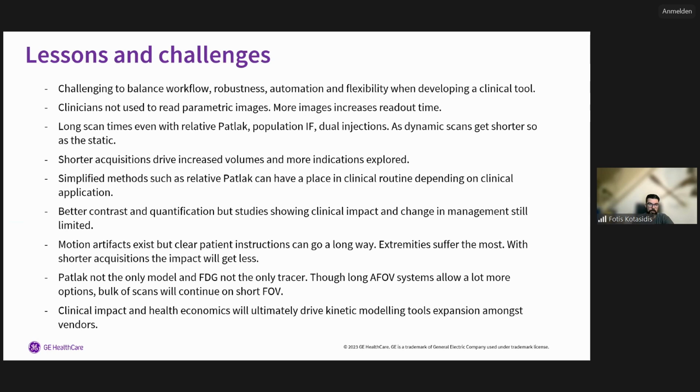Yes. Just to close, even though we do have the tools now for the clinic, at the end of the day, it's the clinical impact and the health economics which will actually drive the expansion of our kinetic modeling tools in our product solutions. Thank you very much.